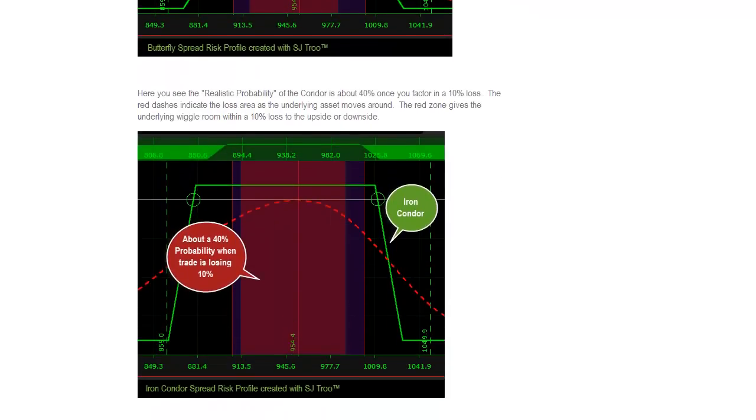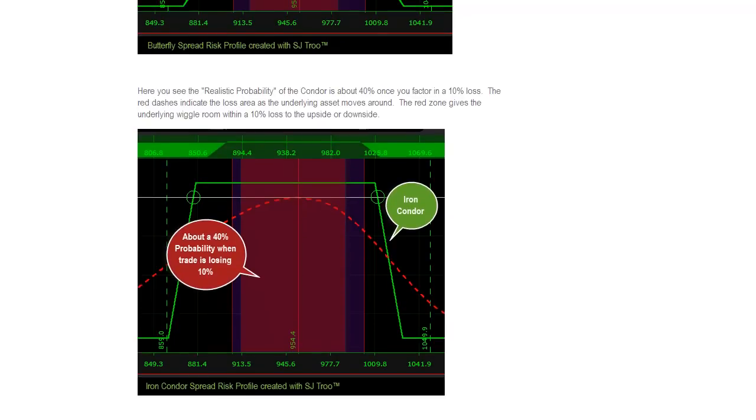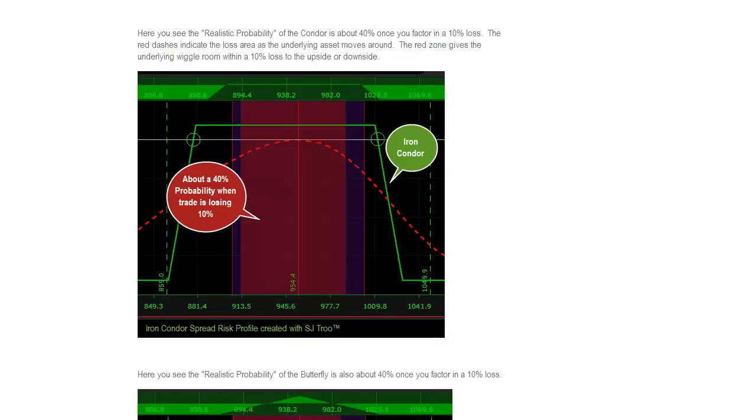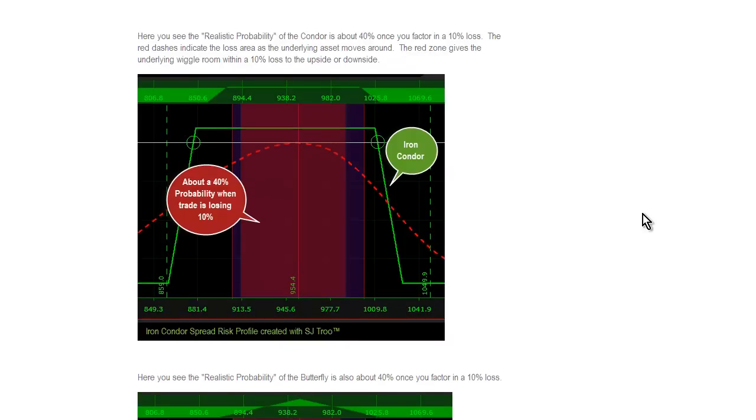But now we want to look at the trade as it progresses through time as you're actually trading it, because that's obviously extremely important, if not the most important part. So here we'll see that the realistic probability of the Condor is actually about 40% once you factor in a 10% loss. The red dashes indicate the loss area. This red dashed line is your day-to-day, your live profit or loss line. The green line here is where the trade ends up at expiration if you don't make any adjustments.